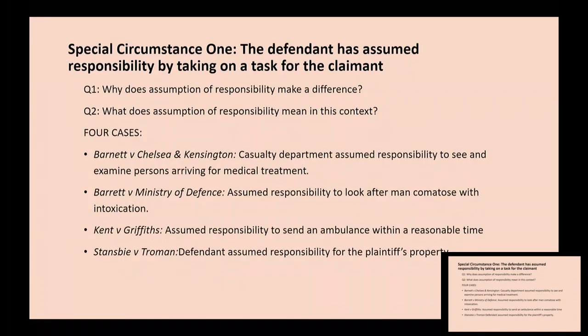And then we have reasons why we don't just apply that rule to when it's economic harm as opposed to physical harm, or when it's an omission rather than positive conduct.